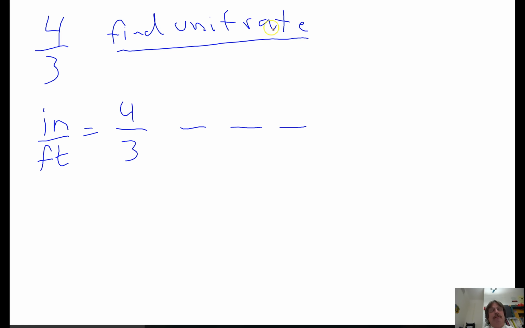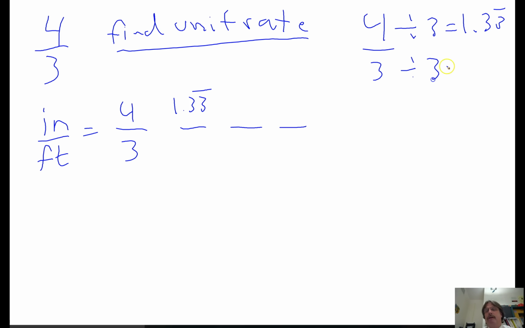Now, to find that unit rate, you remember we do the division. We do 4 divided by 3. So 4 divided by 3 is equal to 1.33 repeating. But we also have to do 3 divided by 3, and that is equal to 1. These are proportional to each other. They are a proportional relationship. 4 over 3 is equal to 1.33 over 1, and that's in inches, and that's in 1 foot. So this becomes a very useful tool when you're trying to figure out anything.